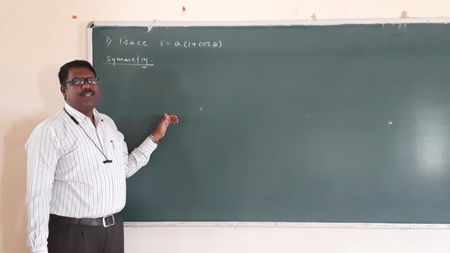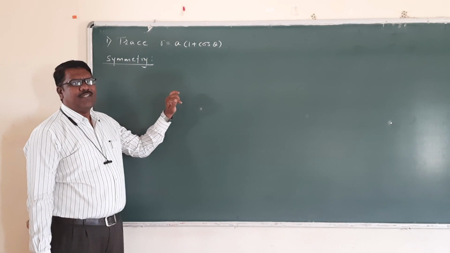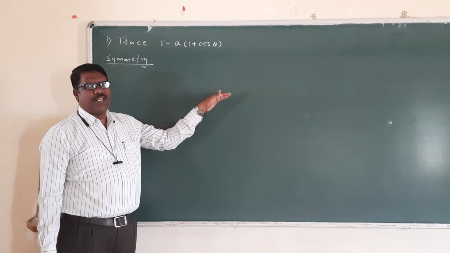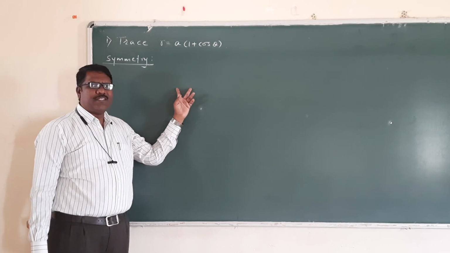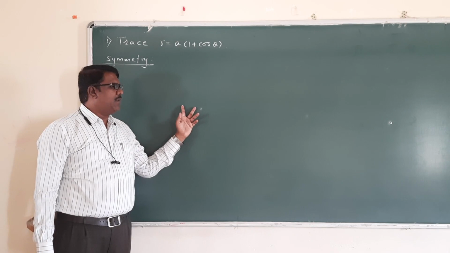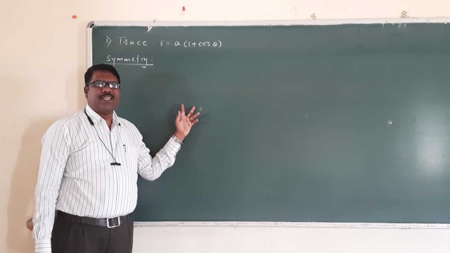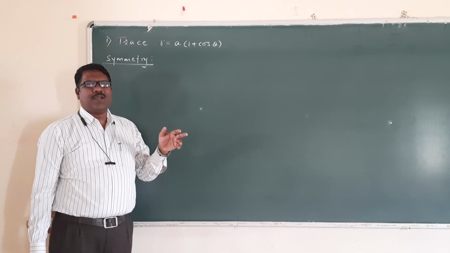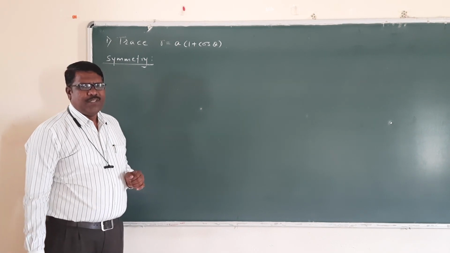The first is replace θ by −θ. If the equation remains as it is, then the curve is symmetric about the initial line. Replace r by −r; then the curve is symmetric about the pole. Replace θ by −θ and r by −r simultaneously; if the equation remains as it is, then the curve is symmetric about θ = π/2.